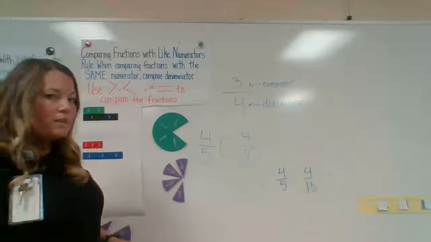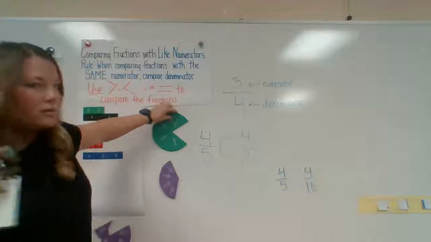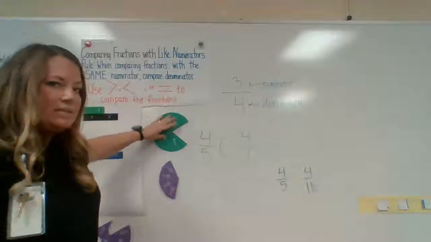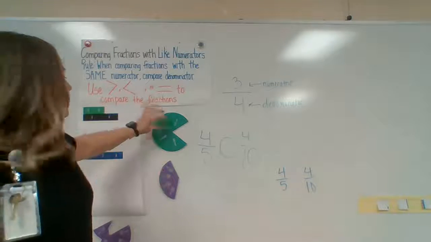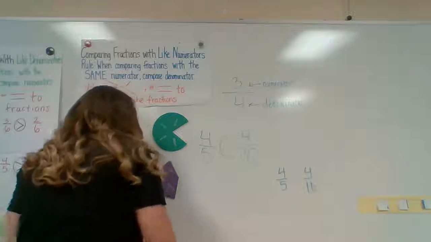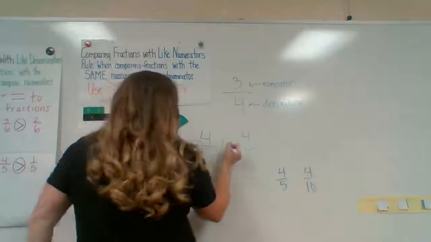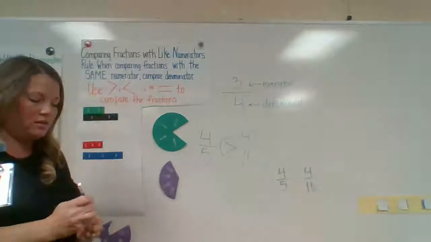Well, we have 4 pieces. They both have 4 pieces, but the ones that are bigger, you have 4 big pieces or 4 small pieces. Well, the 4 big pieces is larger than the 4 small pieces. So in this example, 4/5 is greater than 4/10.